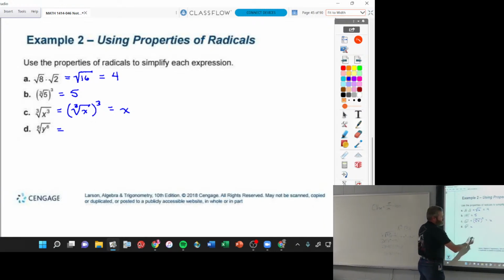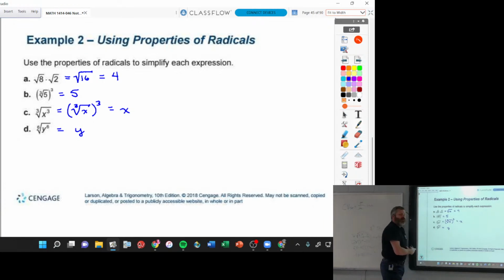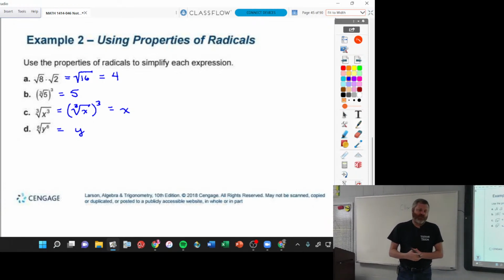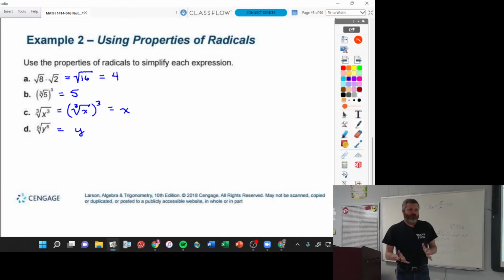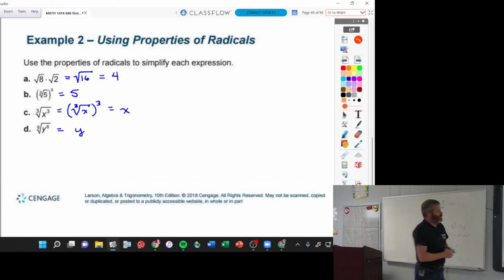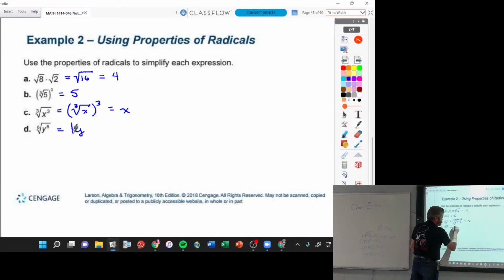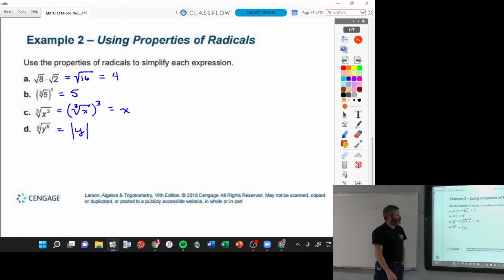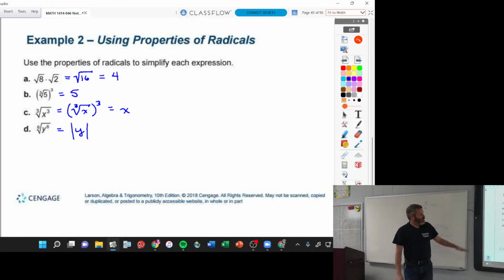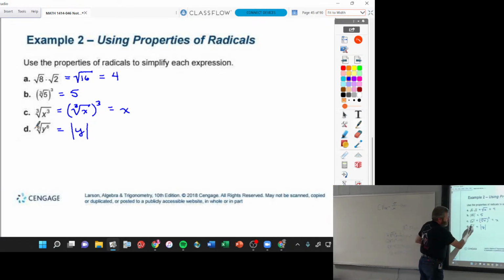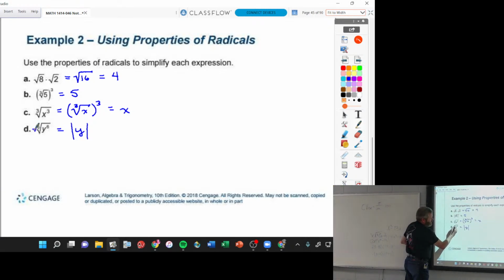So you might think, well, the answer is just y. Well, here's the problem. If I say the answer is just y, I'm implying that y can be any number. But it can't, because I cannot take the sixth root of a negative number. So I have to make sure that this y is not negative. So to make sure that the y is not negative, the answer to this would be the absolute value of y. And again, you only have to worry about that if the index is even. So we have an even index here.